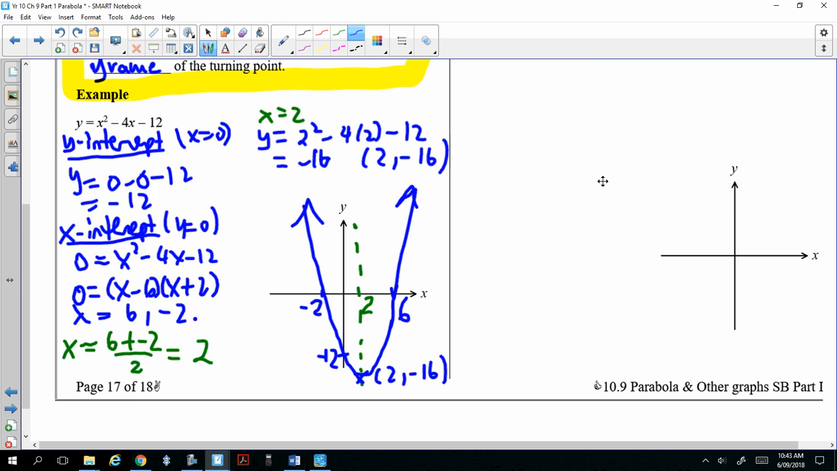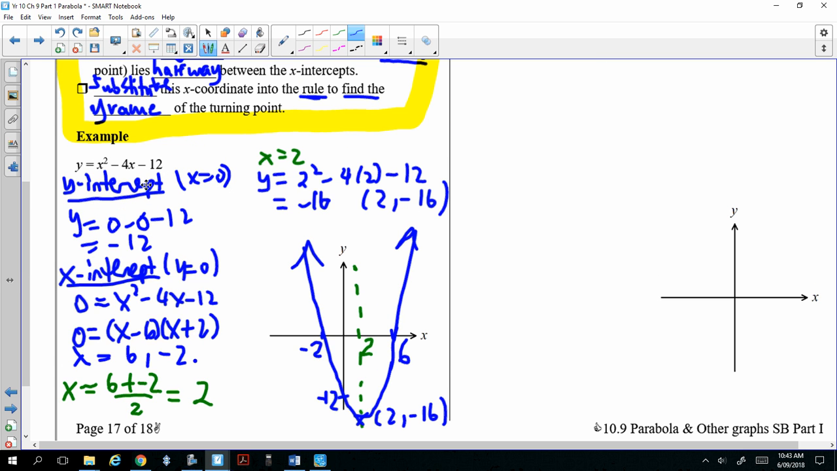Parabola drawn. So very easy. Y-intercept, x-intercept, halfway mark, axis of symmetry, substitute, get the point, the vertex. All got it?